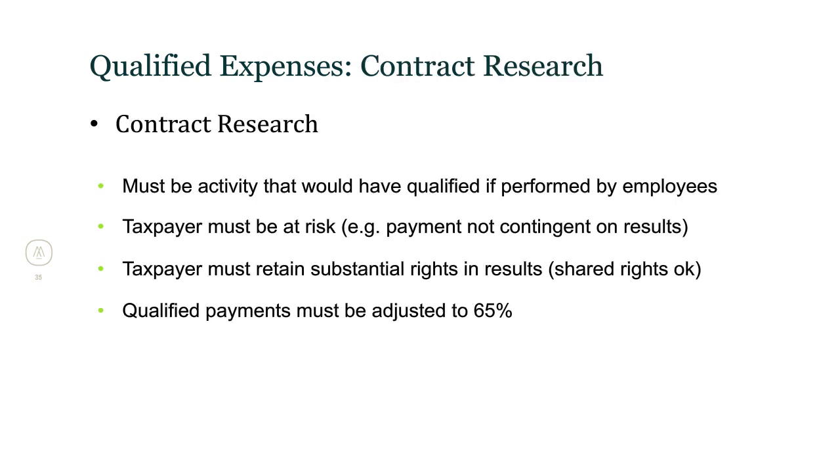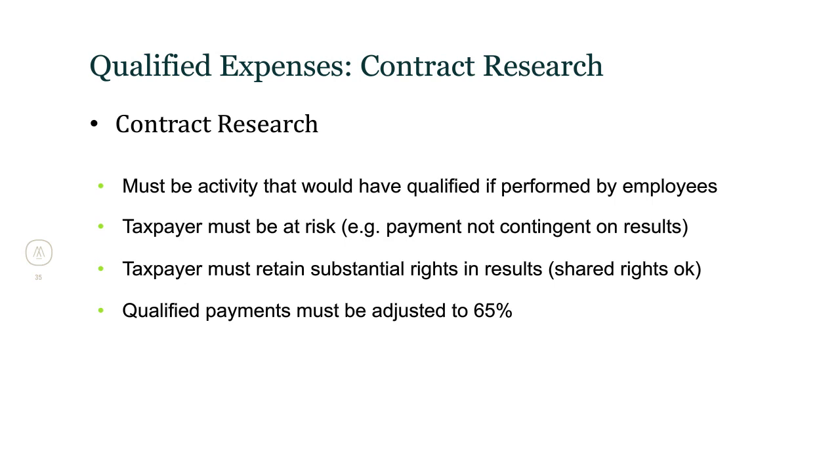All right, the third category of expenses that we're going to talk about is contract research. So this could be your consultants. If you have a winemaker that you're hiring as a consultant, if you are paying an outside lab or a testing facility to run tests for you, as long as their research is being performed within the United States, then we can pick up a portion of those costs. And that actually applies to all research.